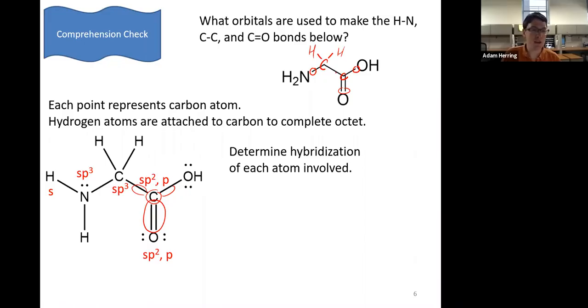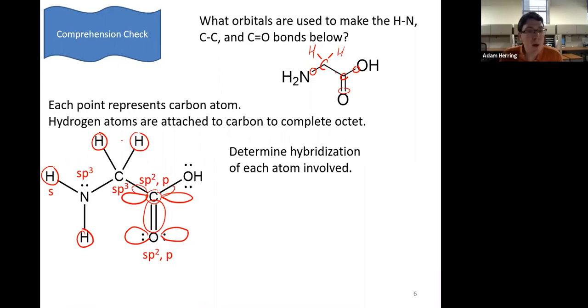Because it's sp2 hybridized, we do need to account for the leftover p orbitals. This oxygen is sp2 hybridized as well. It has 2 electron domains and then the unhybridized p orbital that is left over. Finally, we need to recognize that the hydrogen atoms are not actually hybridized. They only have the 1 valence electron, so they don't need to go through the hybridization process in order to form the bond.